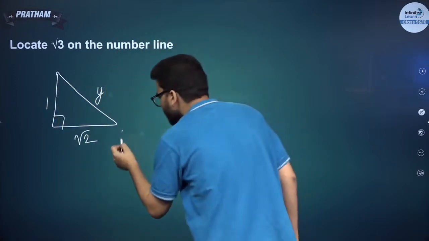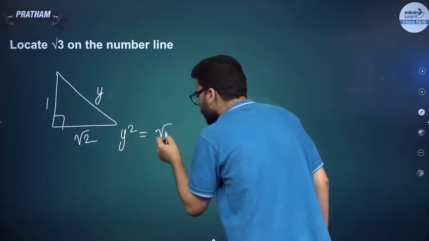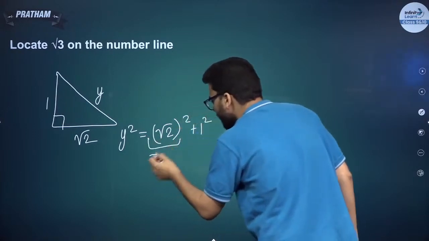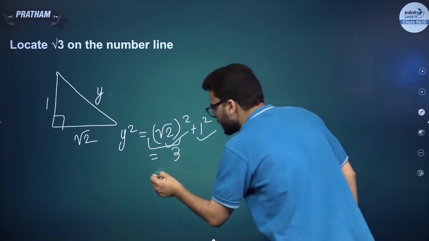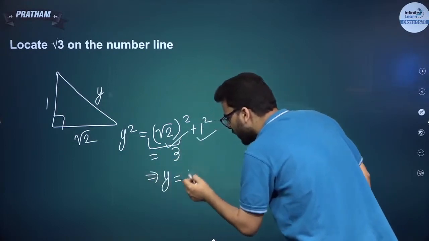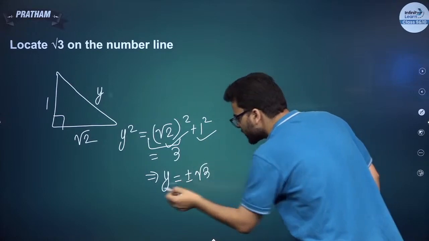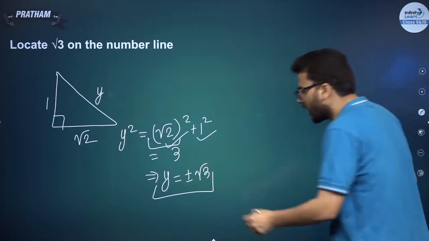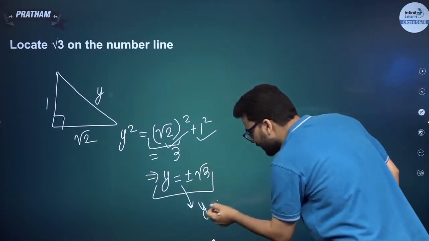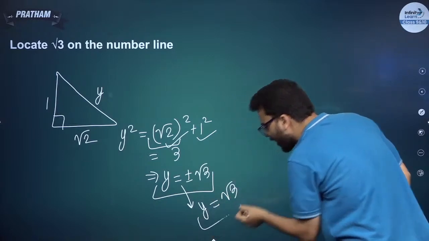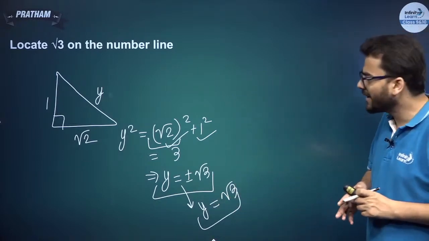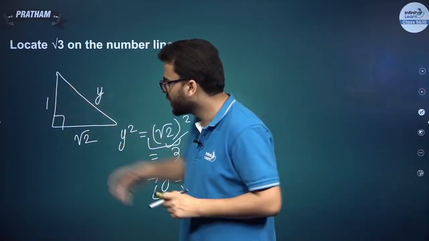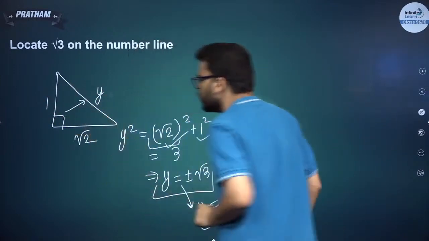You can use the Pythagoras theorem. Hypotenuse square is equal to root 2 square plus 1 square, right? Root 2 square is 2 only. So this is 2 plus 1, 3. So again you will get the hypotenuse equal to plus minus root 3. Two roots you will get over here, right? Because it is a square. So one value you will neglect because distance can never be negative. So I will take y is equal to square root of 3. So basically you have got a right angle triangle in which if one side is equal to root 2 units and one side is equal to 1 unit, the hypotenuse will automatically be equal to root 3 units.